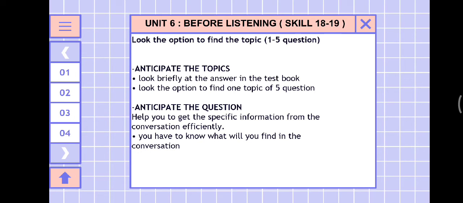You have to look at the options to find the topic. For questions 1 until 5, anticipate the topic. Look briefly at the answers in the textbook and then look at the options to find one topic for the 5 questions. And then anticipating the question helps you to get the specific information from the conversation efficiently, and you have to know what you will find in the conversation.